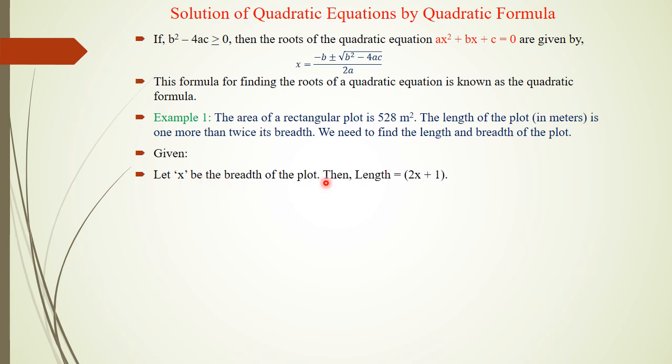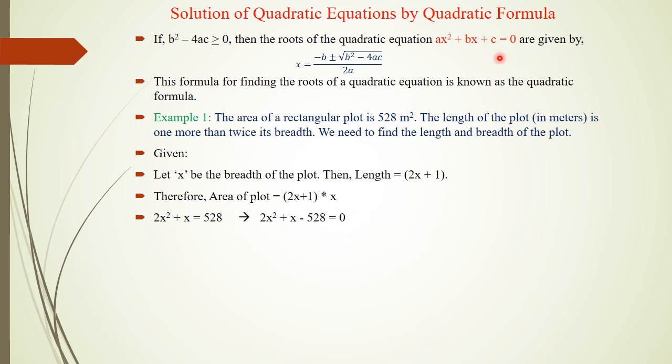Let x be the breadth of the plot, then length is 1 more than 2 times its breadth. 2 times its breadth plus 1, that is nothing but length. Now we know that area of plot is equal to length into width. Length is 2x plus 1 into width is x. So when I simplify this and arrive at this equation, that is 2x square plus x minus 528 equal to 0. This is my quadratic equation now.